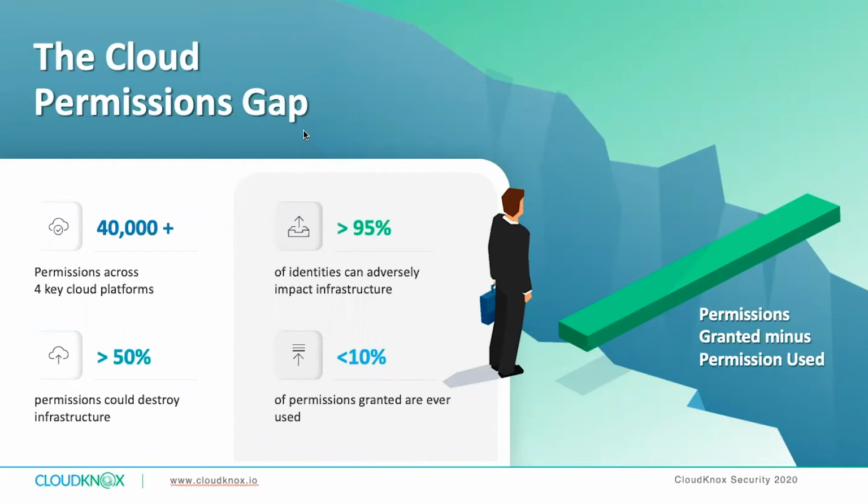Probably one of the most impactful findings, when we do assessments for various organizations, is that the permissions being used versus what's been assigned is less than 10%. So on average, each identity within your environment is using less than 10% of the permissions that have been assigned. And that's what really results in this huge permissions gap. Bottom line, what's been assigned versus what's actually being used.